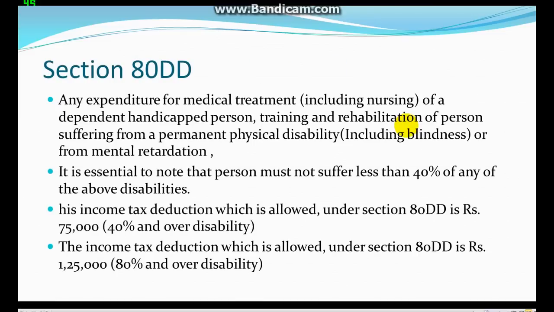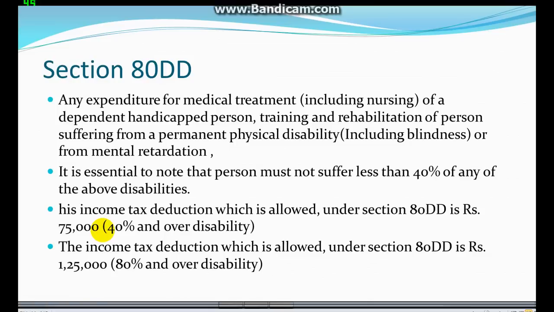Section 80DD, expenditure for medical treatment including nursing of a dependent handicapped person. So this section is basically for a dependent handicapped person who is dependent on you. It covers training and rehabilitation of persons suffering from a permanent physical disability or from mental retardation. It is essential to note that the person must not suffer less than 40% of any of the above disabilities. The income tax deduction allowed under section 80DD is rupees 75,000 if the disability is up to 40%.